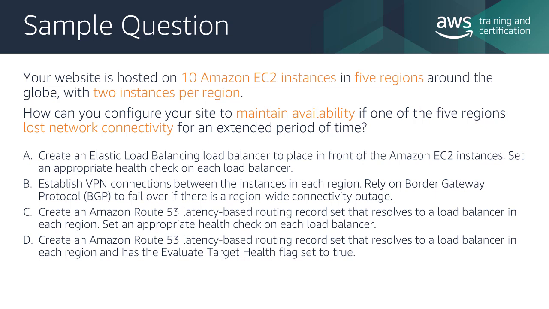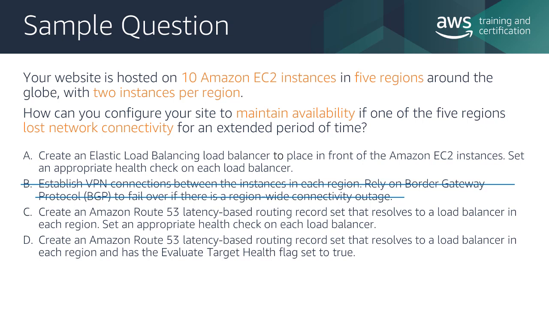So we're looking for, first of all, which of the answers we can eliminate. We'll start by eliminating B. In this case, B, establish VPN connections between the instances in each region, rely on BGP to fail over. This is highly inefficient. There's a lot of extensive overhead. There's too much administrative effort. This is just not reliable.